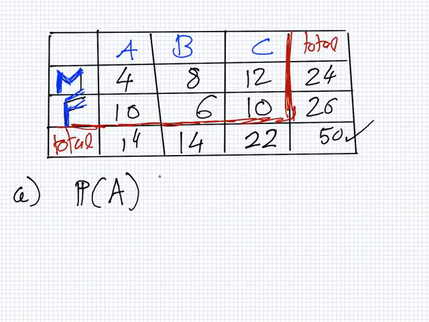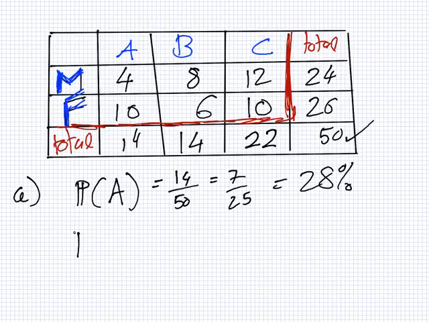We got this? Yeah, so it'll be 14 over 50, which is 7 over 25, or as a percentage, 28%. Okay. Yes.